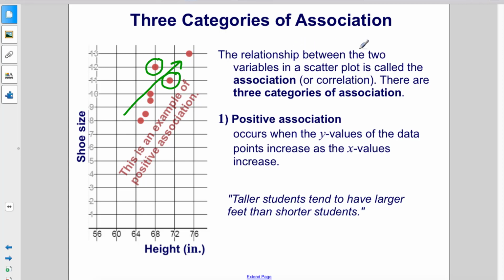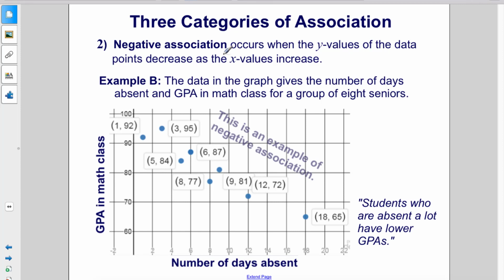The relationship between the two variables in a scatter plot is called the association. There are 3 categories of association. Number 1, positive association. So like this. It occurs when the y values of the data points increase as the x values increase. Taller students tend to have larger feet than shorter students. Number 2, negative association, occurs when the y values of the data points decrease as the x values increase.